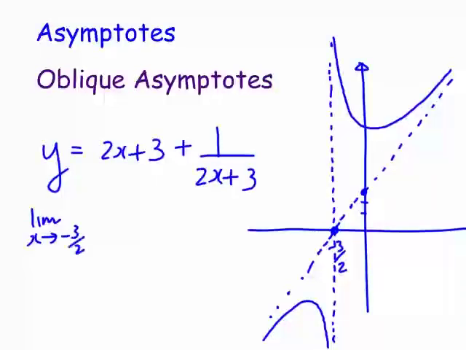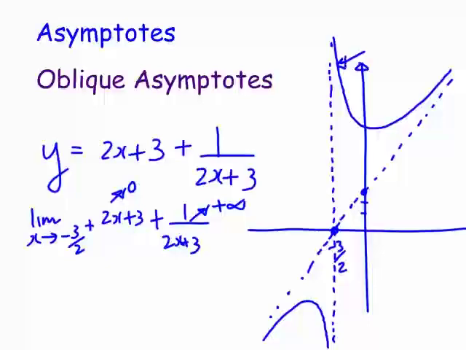Okay, now what would happen? Well, the 2x plus 3 would go to what? 0. That's going to go to 0. What about this bit, the 1 on 2x plus 3? What happens when it goes towards there? If we approach it from above, a bit more than minus 1.5, then the value in the denominator will be positive, and it's getting smaller and smaller, so 1 on 2x plus 3 is going to be heading off to positive infinity. So basically 0 plus positive infinity is positive infinity, which is giving us this bit here, which is going off to positive infinity here.